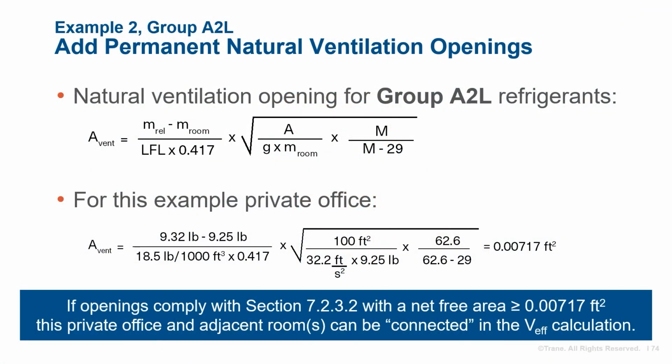All right, I know what you're thinking. This is a really small opening. And that's simply where the math worked out due to the safety shutoff valves. As long as the openings comply with the requirements in Section 7.2, this private office and the adjacent room may now be considered connected spaces, increasing the effective dispersal volume.